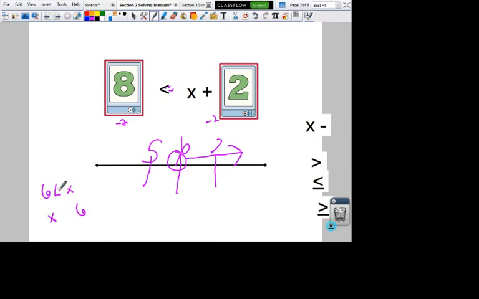But what side was my thing open to start with? It was open to the X, right? Which means when I flip it around, it's gotta stay open to the X. Now that I do this, X is greater than 6, or it kind of looks like a little arrow going to the right from 6. That's how I remember inequalities. I think of arrows.